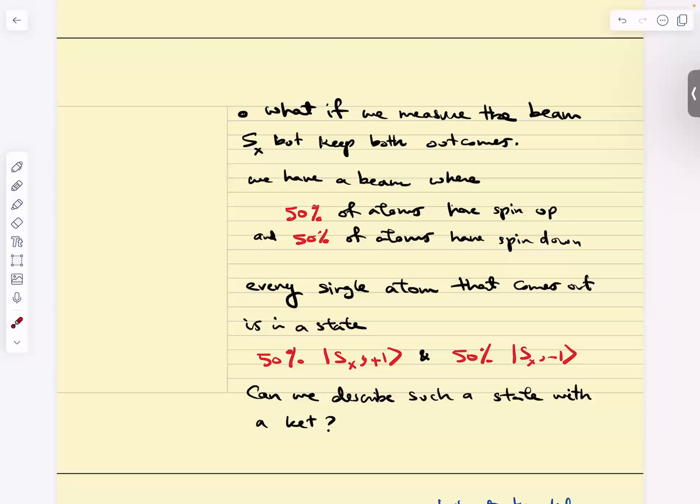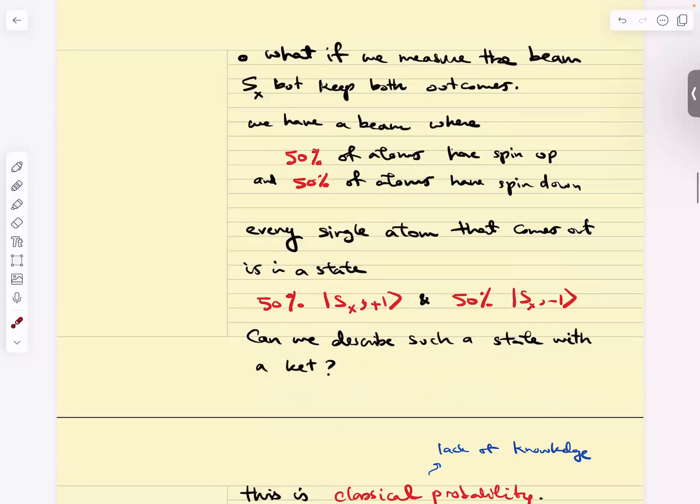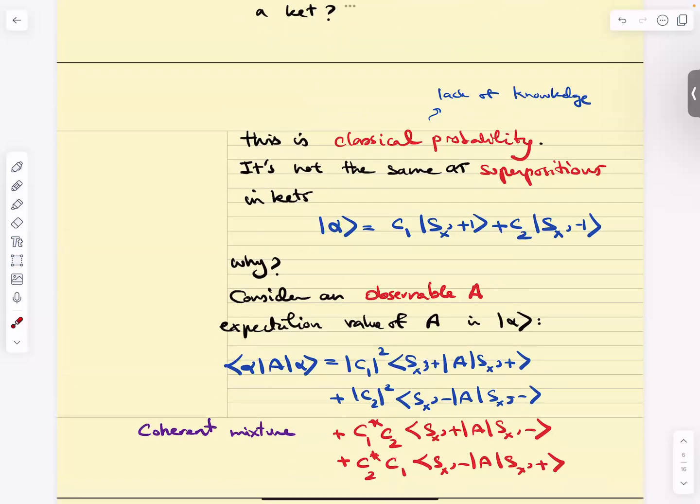So what I would like is a description of a state, or beam, in which 50% of the particles are in ket plus 1 and 50% are in ket minus 1. I encourage you to think very deeply about this, and it's a very productive thought because in quantum mechanics, I assure you, this is not what it looks like at first look. It's a little bit deeper.